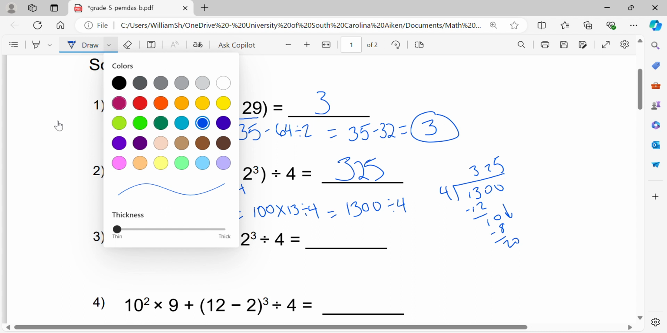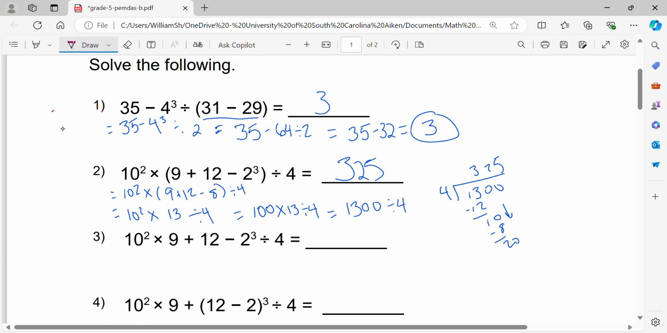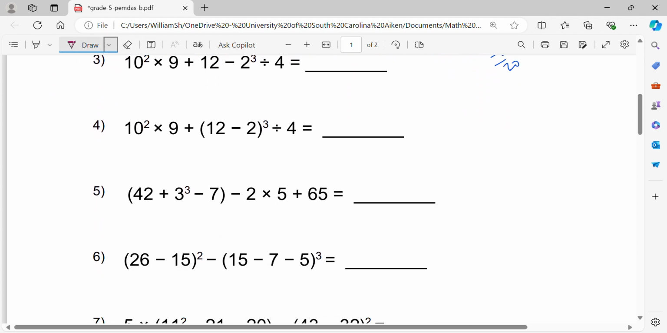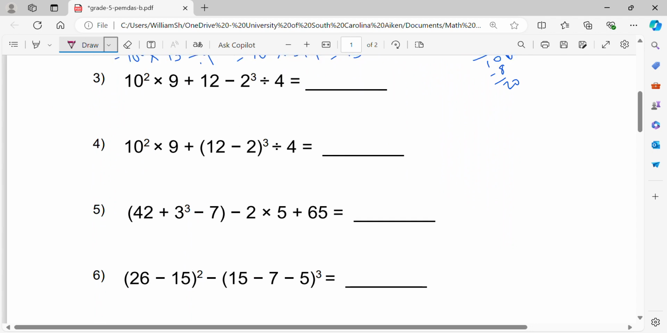So keep in mind that we work left to right, but we do use the order of operations. Alright, next one says divided by 4. Now this is where working left to right comes in handy, because we're doing parentheses first, but we don't have any parentheses in this particular example. We do have exponents. I'm going to do the exponent on the left first, because I'm going to work left to right, generally speaking, within the particular order of the operations.